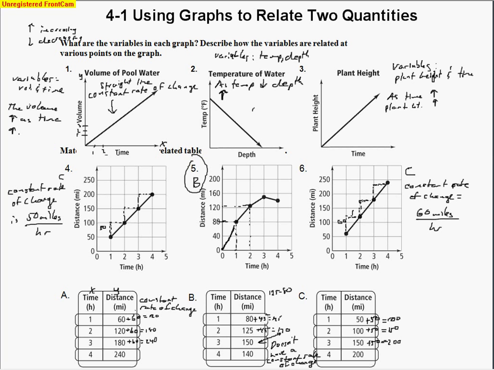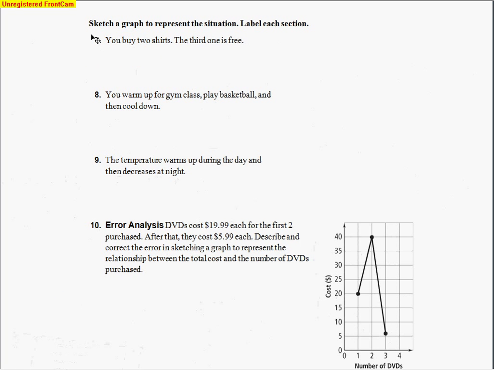So let's take a look at some other problems that we'll end up seeing. Here it says, sketch the graph to represent the situation. Label each section. Okay, so you buy 2 shirts, and the third one is free. So what we've got here is a graph they want us to draw. So there's my y-axis and my x-axis. I'm going to call the y-axis cost. And I'm going to call the x-axis what makes the cost? Well, it's the number of shirts.